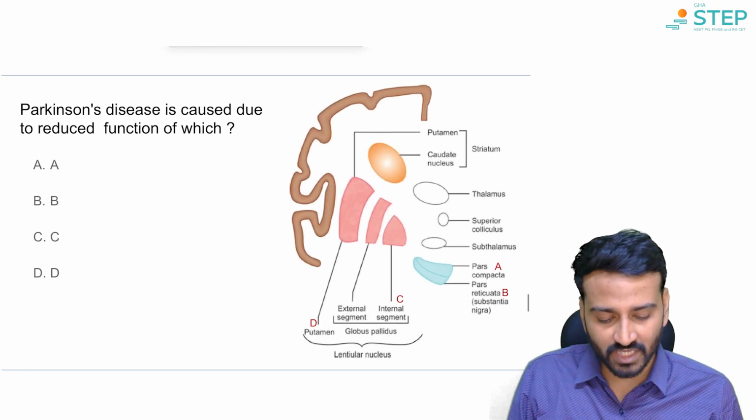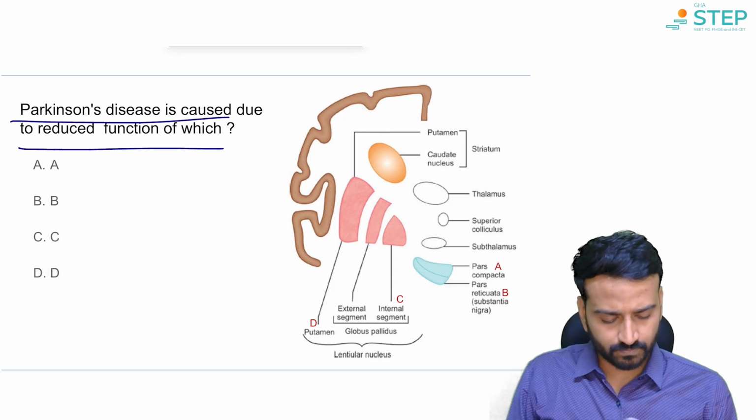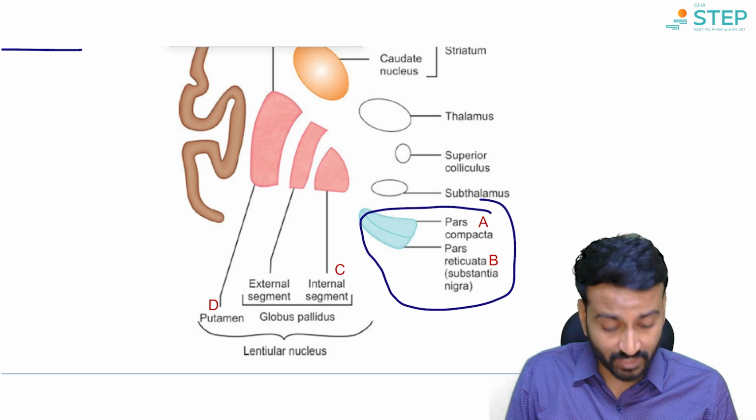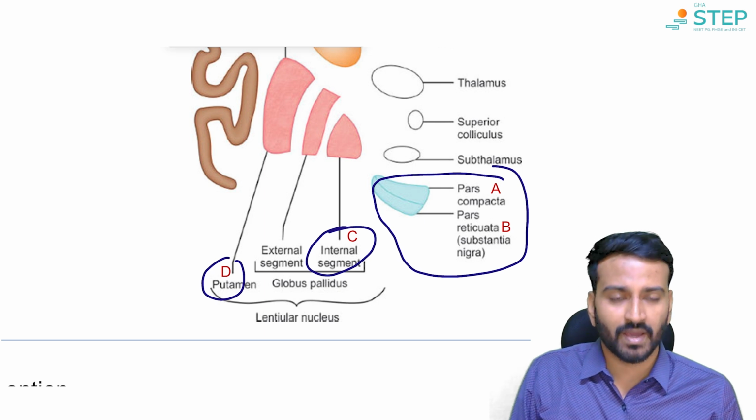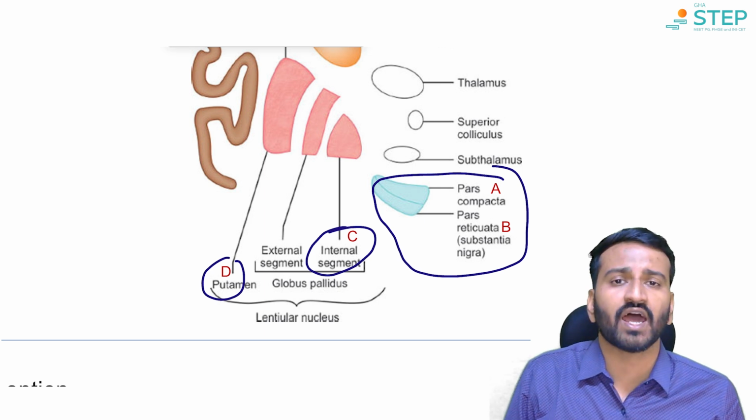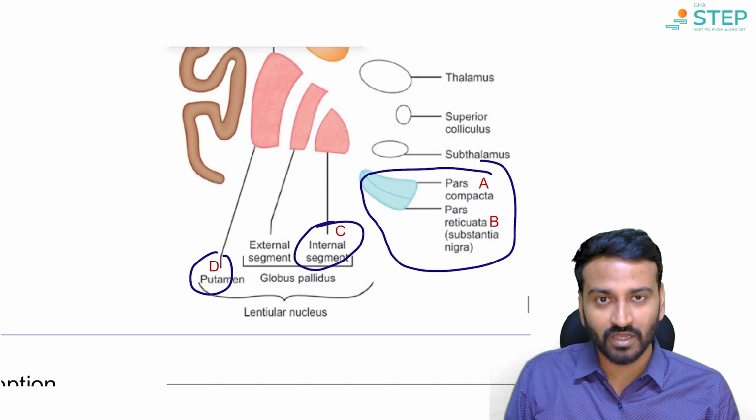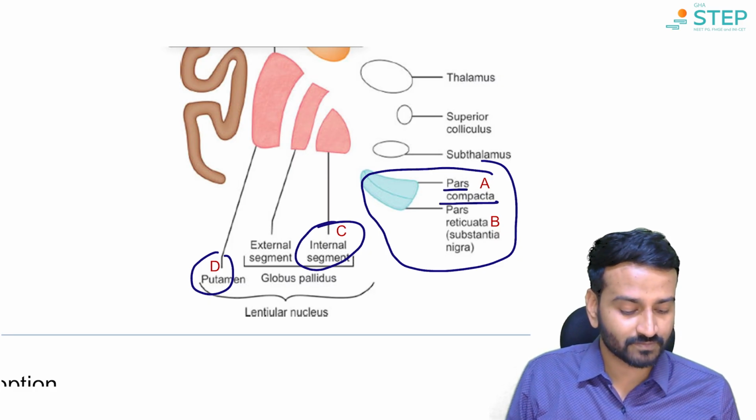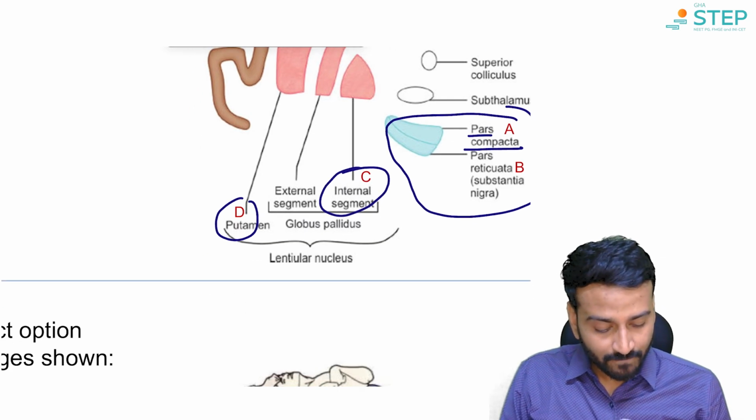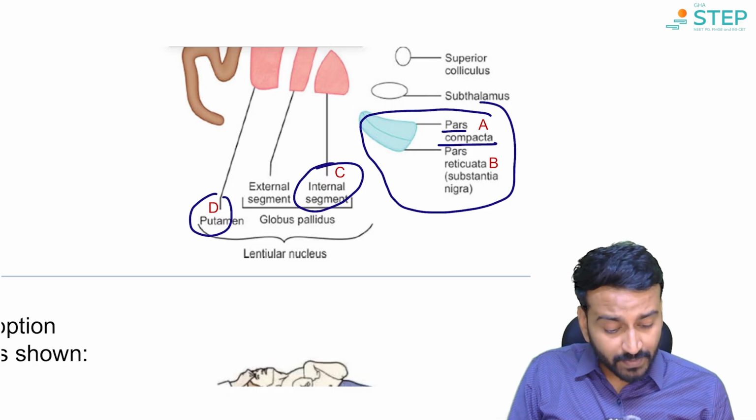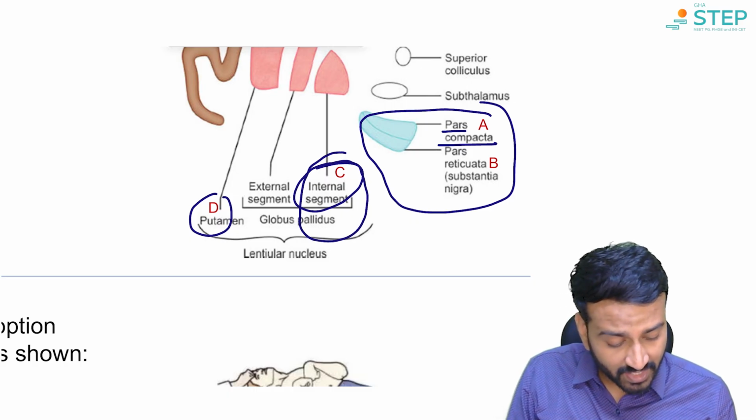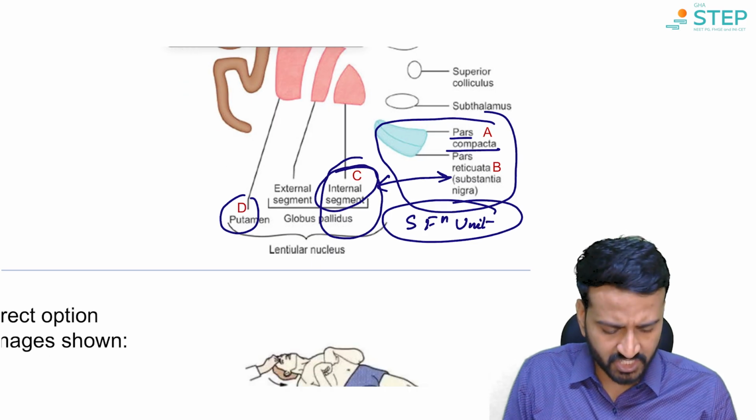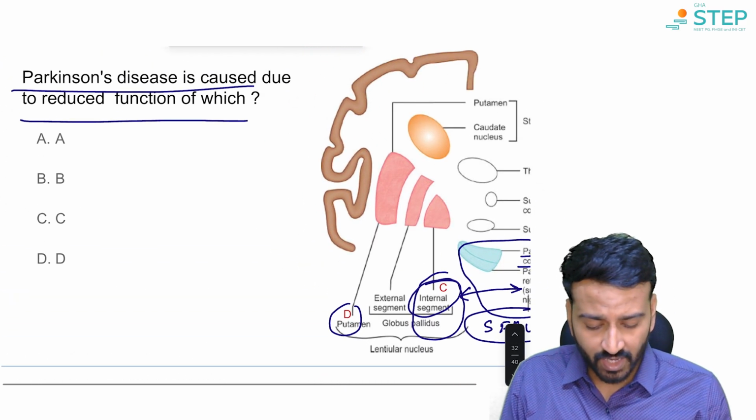Let us move ahead. Parkinson's disease is caused due to reduced function of which? You have all the parts named. A, pars compacta, B, pars reticulata. This is substantia nigra, both together. D is putamen, C is globus pallidus interna. We know that substantia nigra secretes dopamine, which, if deficient, causes Parkinson's, right? Out of these two, which will secrete? Pars compacta. Pars reticulata functions along with globus pallidus interna as a single functional unit; they are much similar in function. So the answer is A, pars compacta.